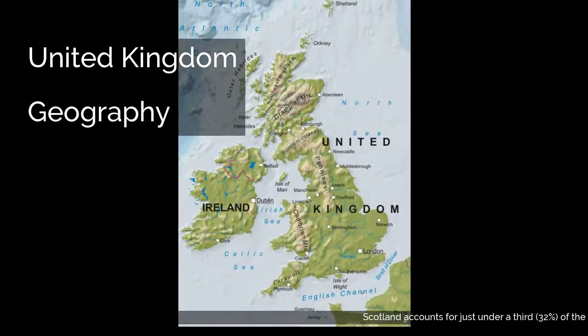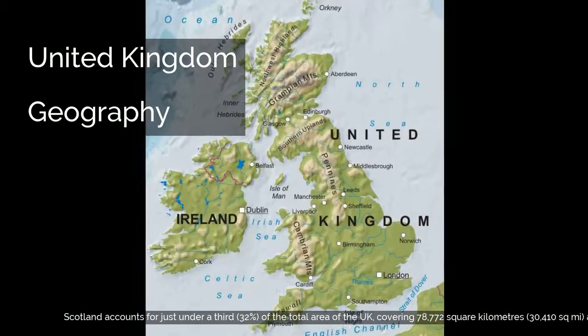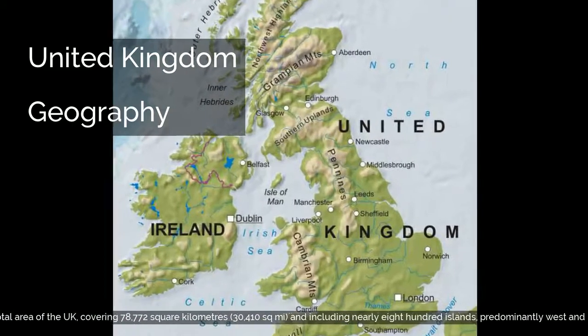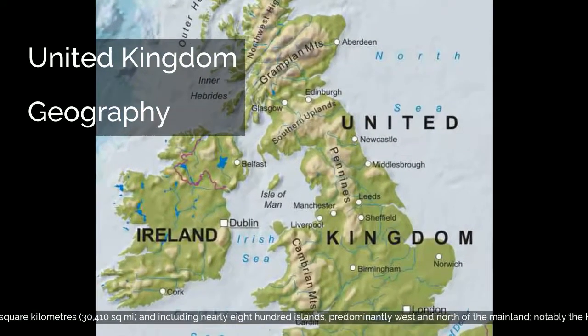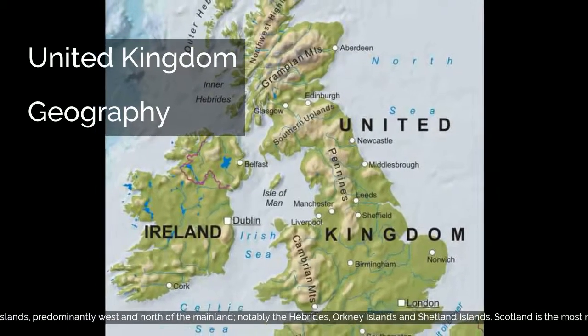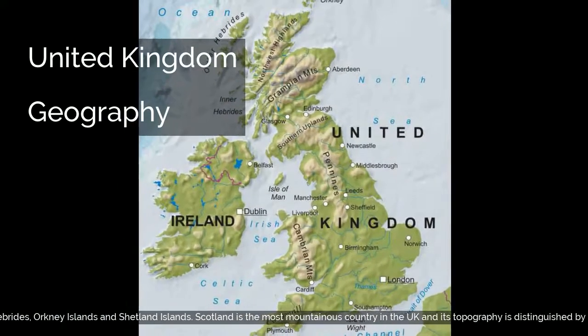Scotland accounts for just under a third, 32%, of the total area of the UK, covering 78,772 square kilometers, 30,410 square miles, and including nearly 800 islands, predominantly west and north of the mainland, notably the Hebrides, Orkney Islands, and Shetland Islands.